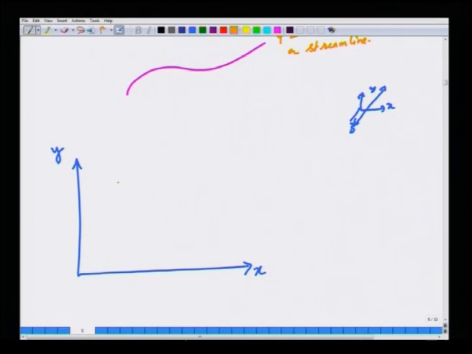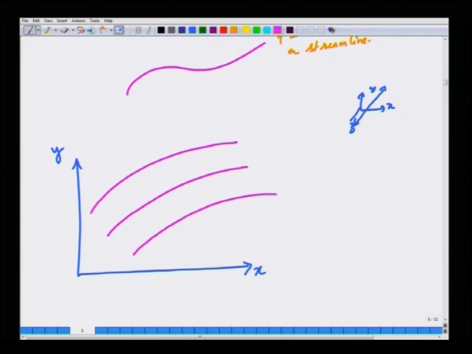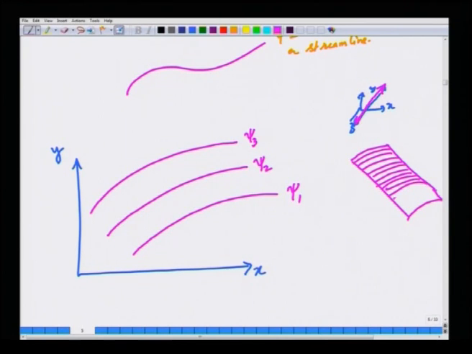Let us say you have 3 streamlines, 1, 2 and 3, and each streamline is denoted by a constant value of stream function, psi 1, psi 2 and psi 3. Remember that the flows are 2 dimensional in the sense that there is no variation in the third direction z. So, these streamlines are almost like sheets in the third direction, because you can always construct many such streamlines there, and there is no variation of any quantity in the third direction. So, you can cut at any cross section and they look like lines.